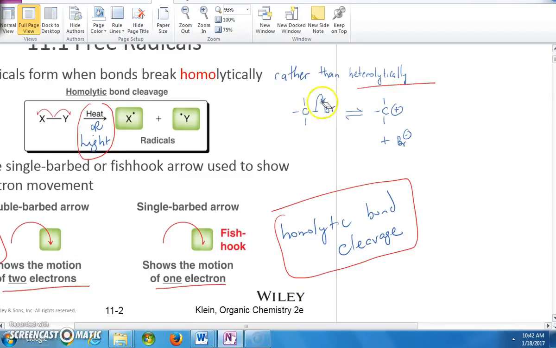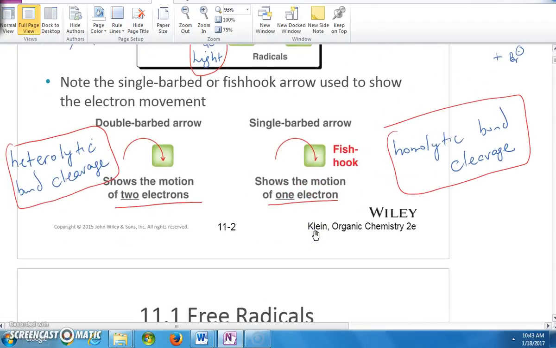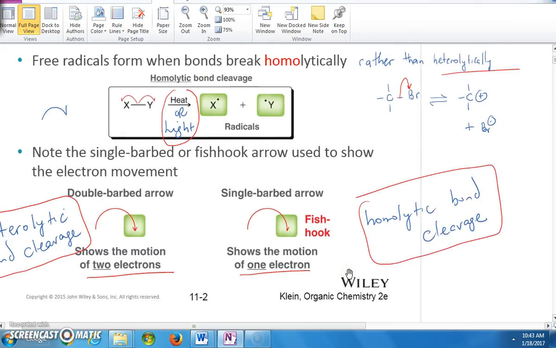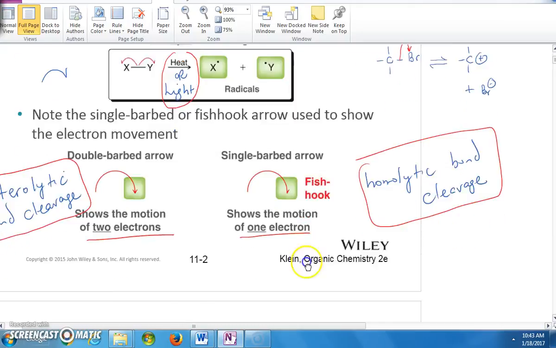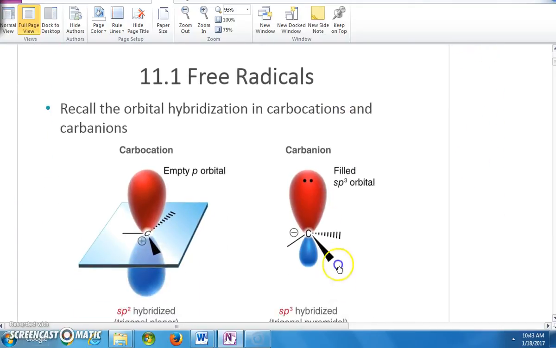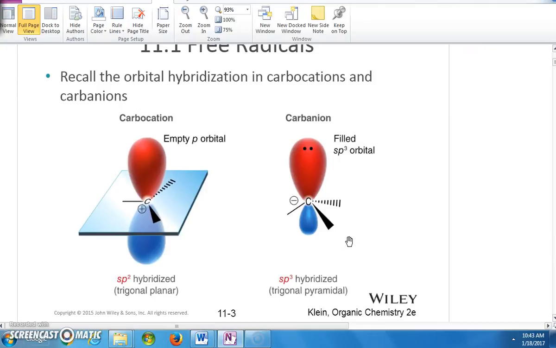Because you can see that the carbon-bromine bond breaks in a heterolytic fashion, with bromine taking both electrons, leaving carbon with no electrons. That gives carbon a formal charge of positive, while the bromide has a formal charge of negative. It's positive in the sense that it has one less valence electron, while the bromide has one more valence electron. Now recall the orbital hybridization in carbocations and carbanions.